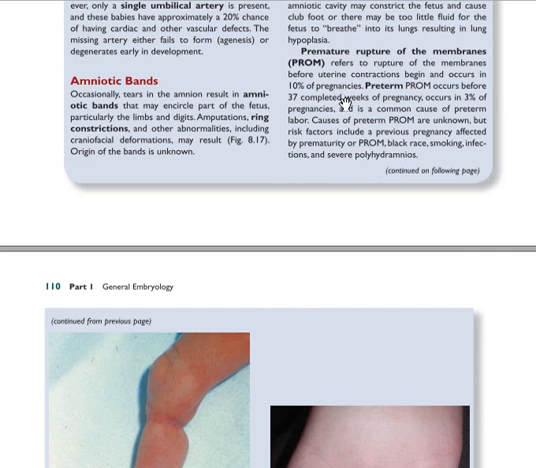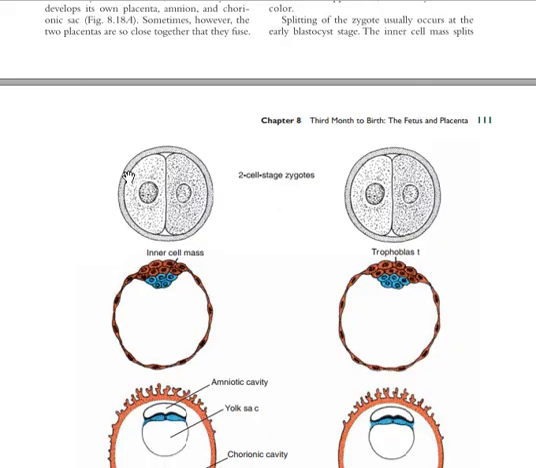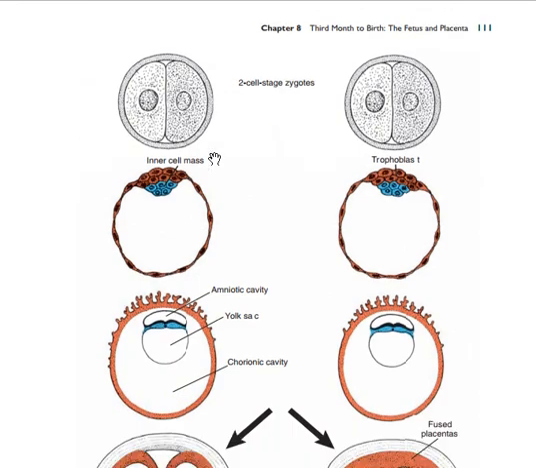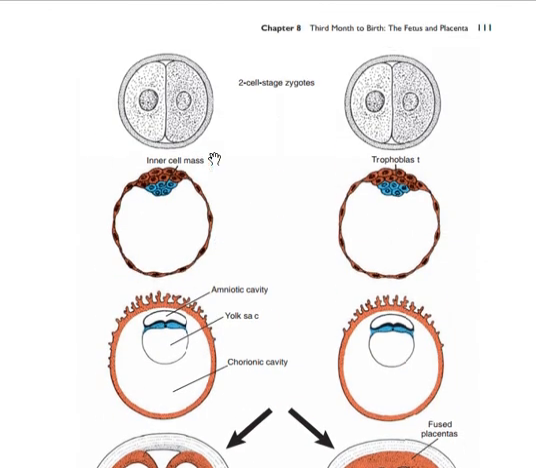Now preterm labor is defined as the rhythmic contraction of the uterus, rhythmic contraction of uterus associated with cervical dilatation and effacement before the onset of labor, before the 37 completed weeks of gestation. Is it clear? Now these are the fetal membranes. So now this diagram is trying to explain the different forms of multiple gestation.